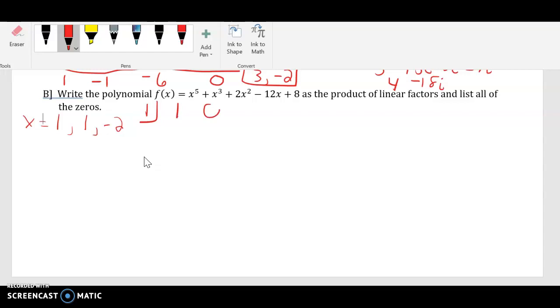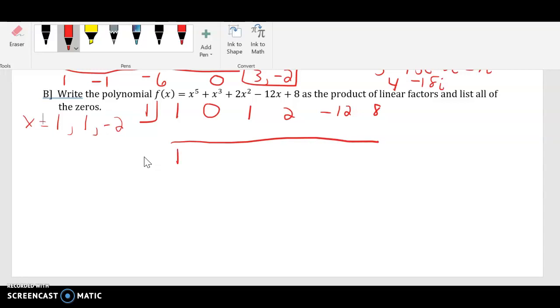There is no x to the 4th, so that's 0. There is an x cubed, so that's a 1. There's an x squared, that's 2. There's an x, which is negative 12. And then there is a constant. It's 8. So we put 1 in the box.